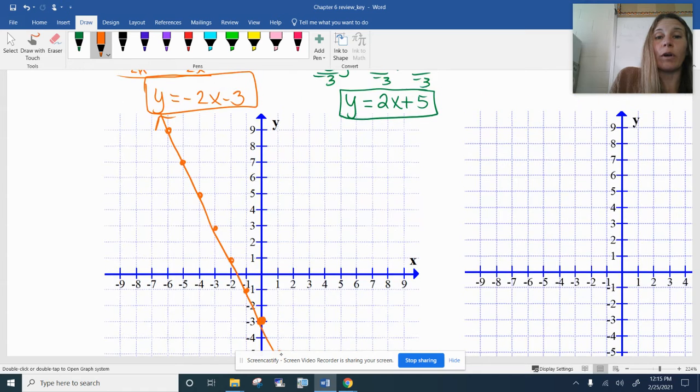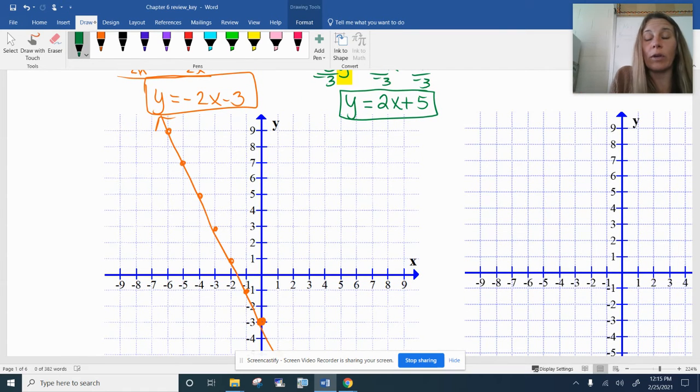All right, so now we're going to graph our second equation over here in the green. Our y-intercept was the b value of 5, so I'm going to plot that point at positive 5, and then my slope is positive 2, so I'm going to go up 1 and over 2, or I could go down 1 and 2 to the left to get some points on the other side of this coordinate plane.